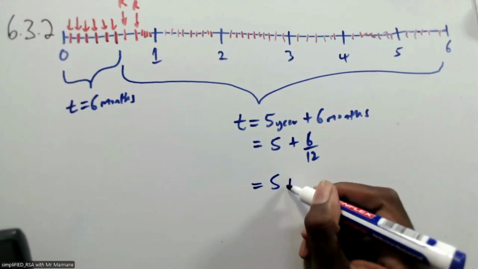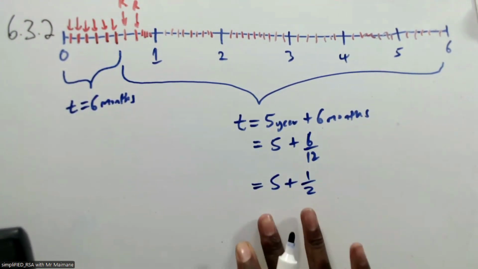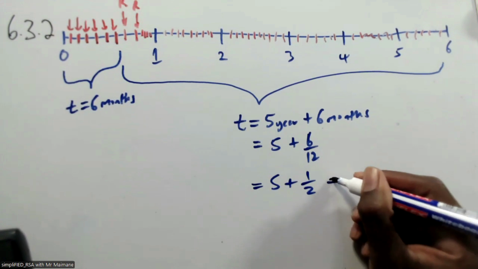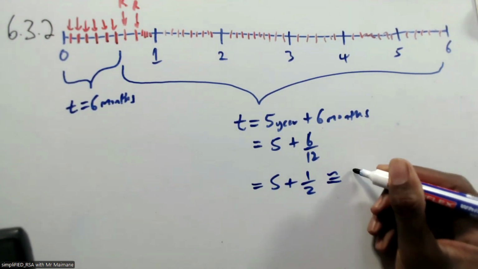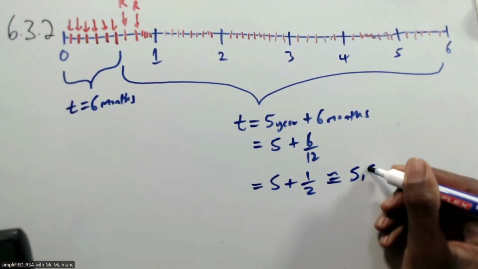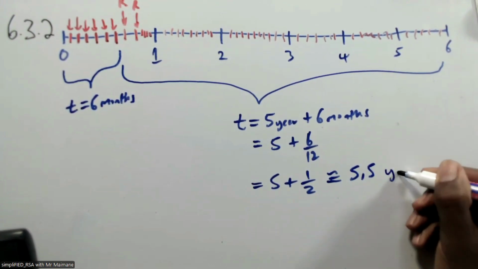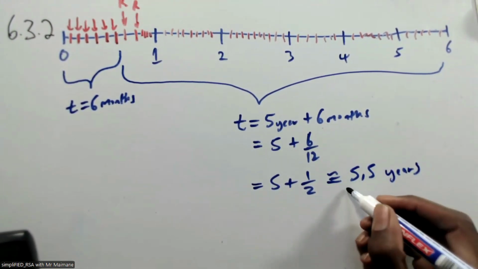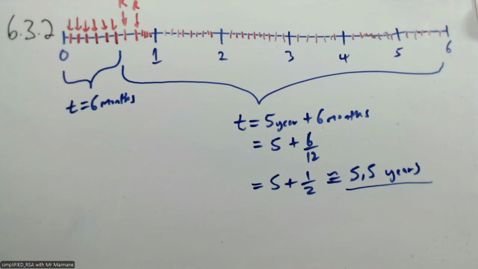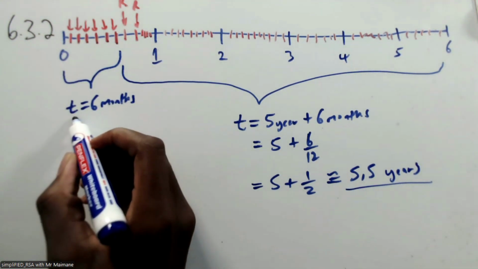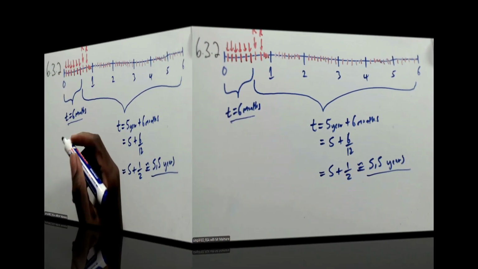Therefore, this is going to be 5 plus 1 over 2. You can think of it as 5.5 years. So Thabo made payments for 5.5 years because he was not paying for the first 6 months.